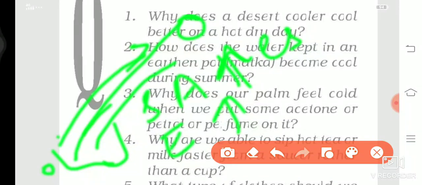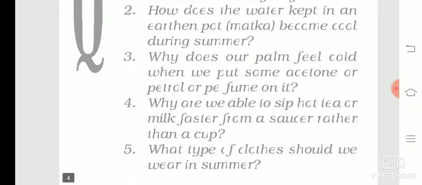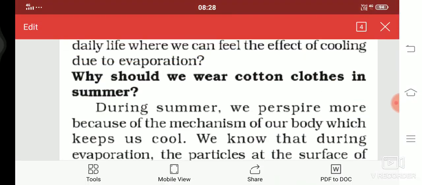When the rate of evaporation increases, what will happen? The cooling will increase. That is why, if we take hot tea by saucer, we can drink it faster than if we do not use the saucer, right? Moving to the next question, what type of clothes should we wear in summer? Similarly, cotton clothes we have to wear in the summer.